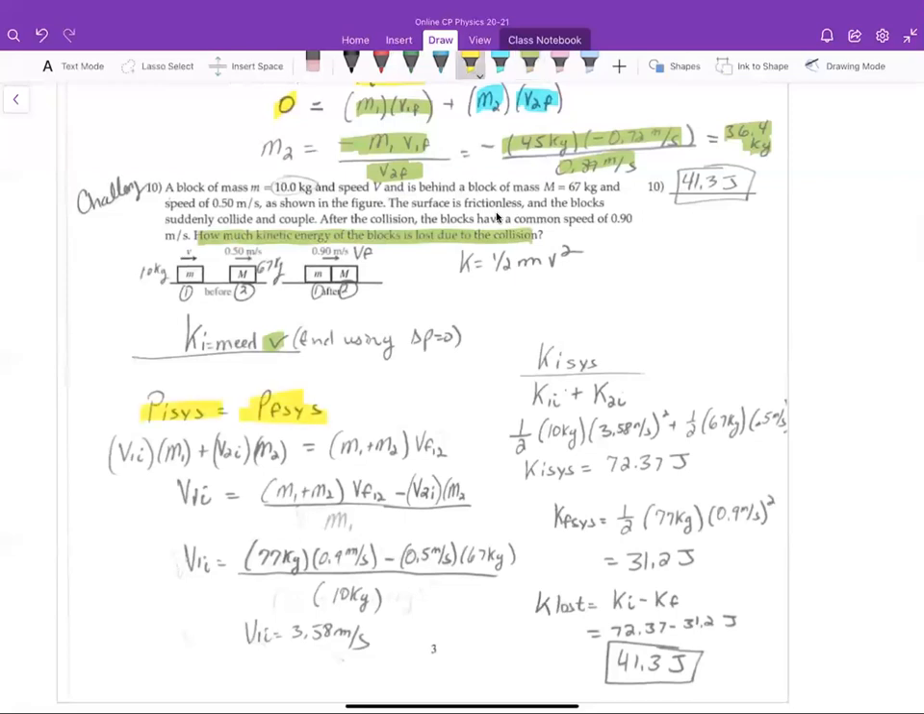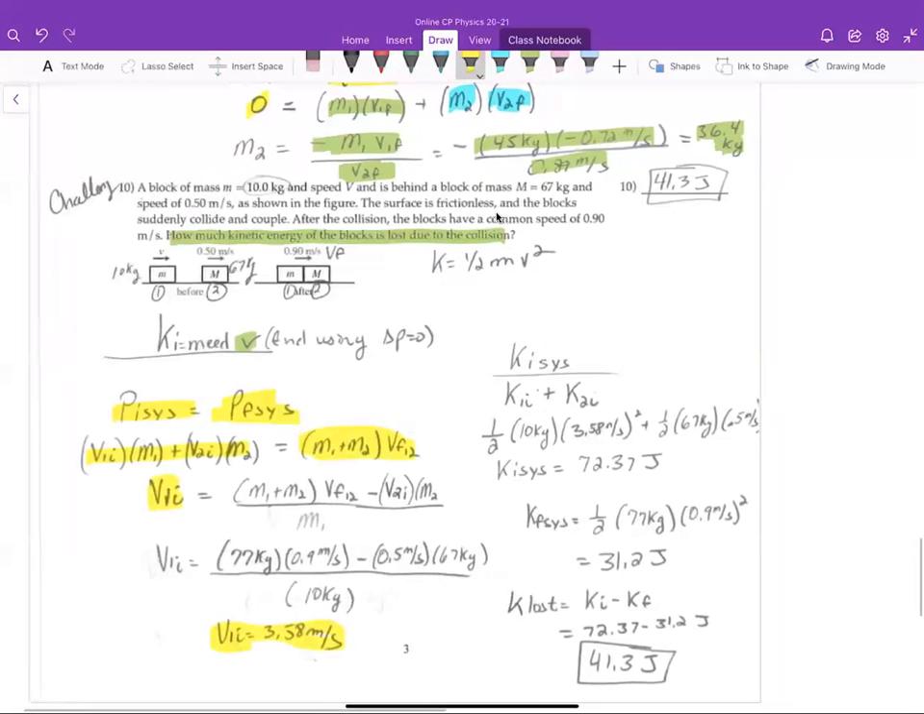Initial has to equal final. I have 2 objects moving initially, so I got those 2 momentums added together. That's the total momentum of the system. I have 1 object that's stuck together, so the masses are added, and I have some final velocity, which I know. I rearrange that equation and solve for the initial velocity of object 1. I will then solve for it and found that the velocity of object 1 is 3.58 meters per second.